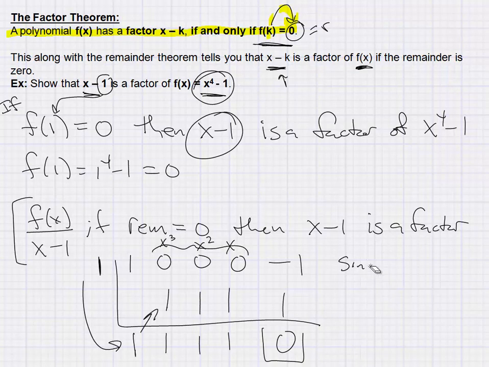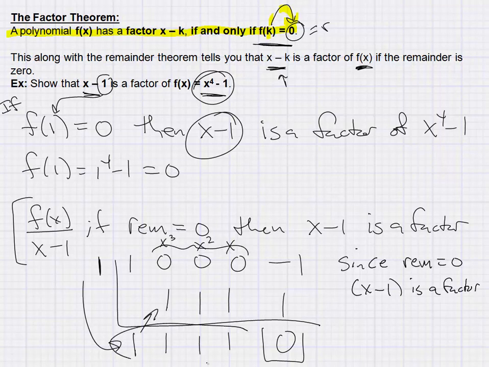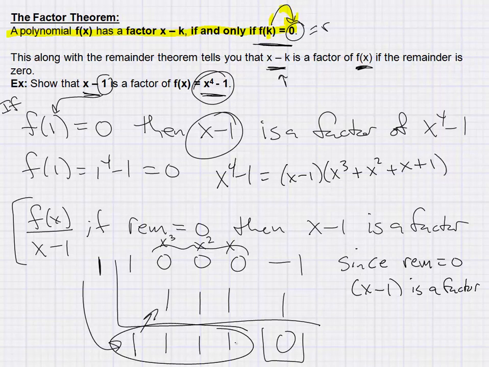So since the remainder equals 0, x minus 1 is a factor. But also, the other factor is my quotient. So I could say x to the 4th minus 1 equals x minus 1 times x cubed plus x squared plus x plus 1. That's what this is here. This is a constant of 1, x to the first power is 1, x to the second power is 1, x to the third power is 1. So the second method tells you whether or not x minus 1 is a factor, just like the first method does, but it also gets you the other factor.